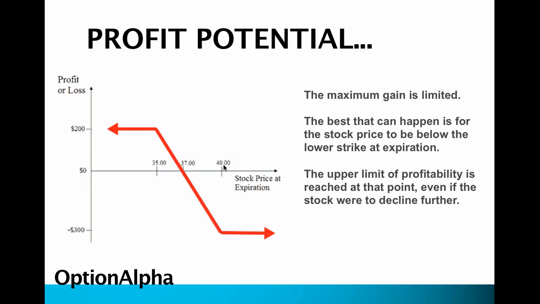The profit potential is also limited, like we talked about earlier. The best that can happen is that the stock closes anywhere below your short strike price, and that's going to be at 35. In this case, you take in the full profit potential, but you are limited in your upside gains, again, because you sold that option to help fund the purchase of the 40 strike put.